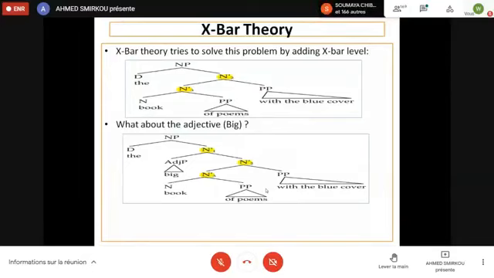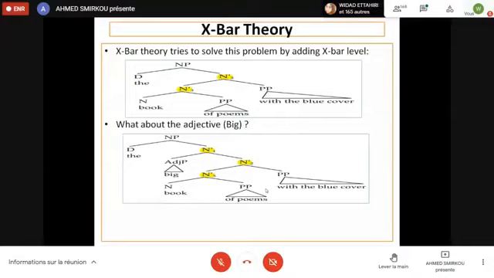The second claim, or the second importance of X-bar theory, is that it shows that there are smaller constituents that are not phrasal and are not lexical. They are intermediate categories, okay? They are neither phrasal categories nor lexical categories. They are something in between. We call them intermediate categories.